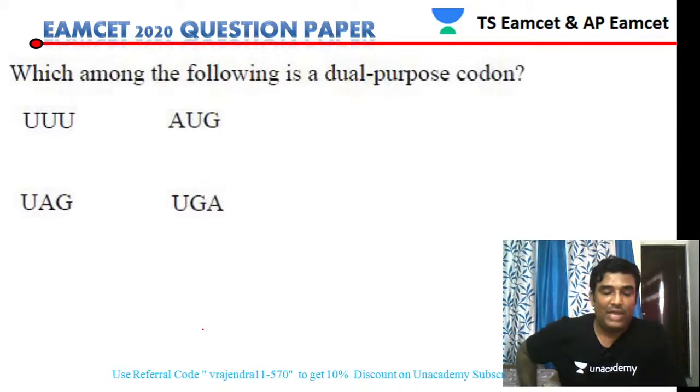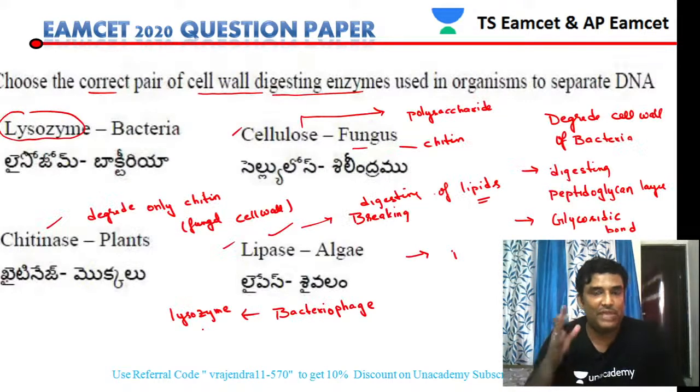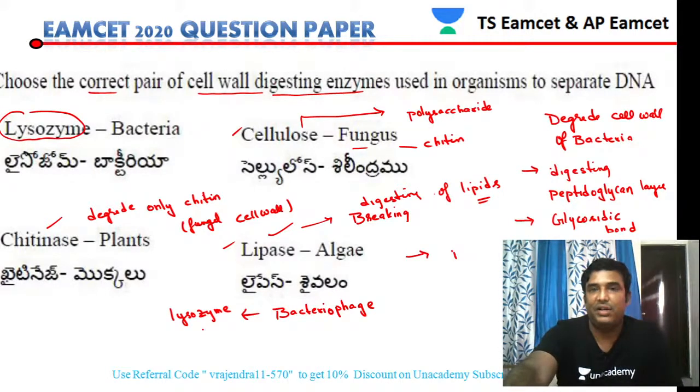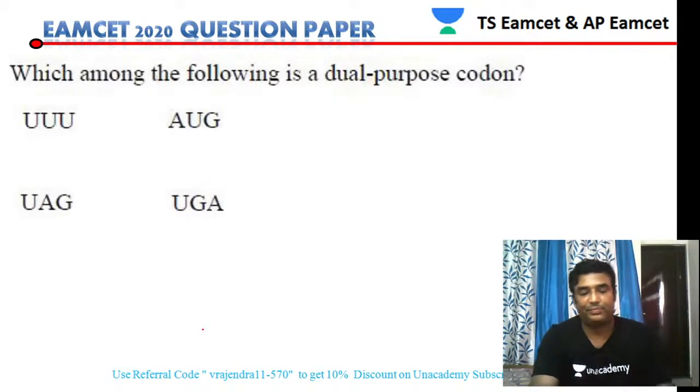So Ashwant, you are asking why lysozyme is matched to bacteria. That's what I am telling you. Lysozyme is a digestive enzyme which breaks the cell wall of the bacteria. So that is the reason both are matching. Lysozyme is the enzyme that is degrading the cell wall of bacteria. So lysozyme is matched with bacteria. Okay, so let us move to the next question.